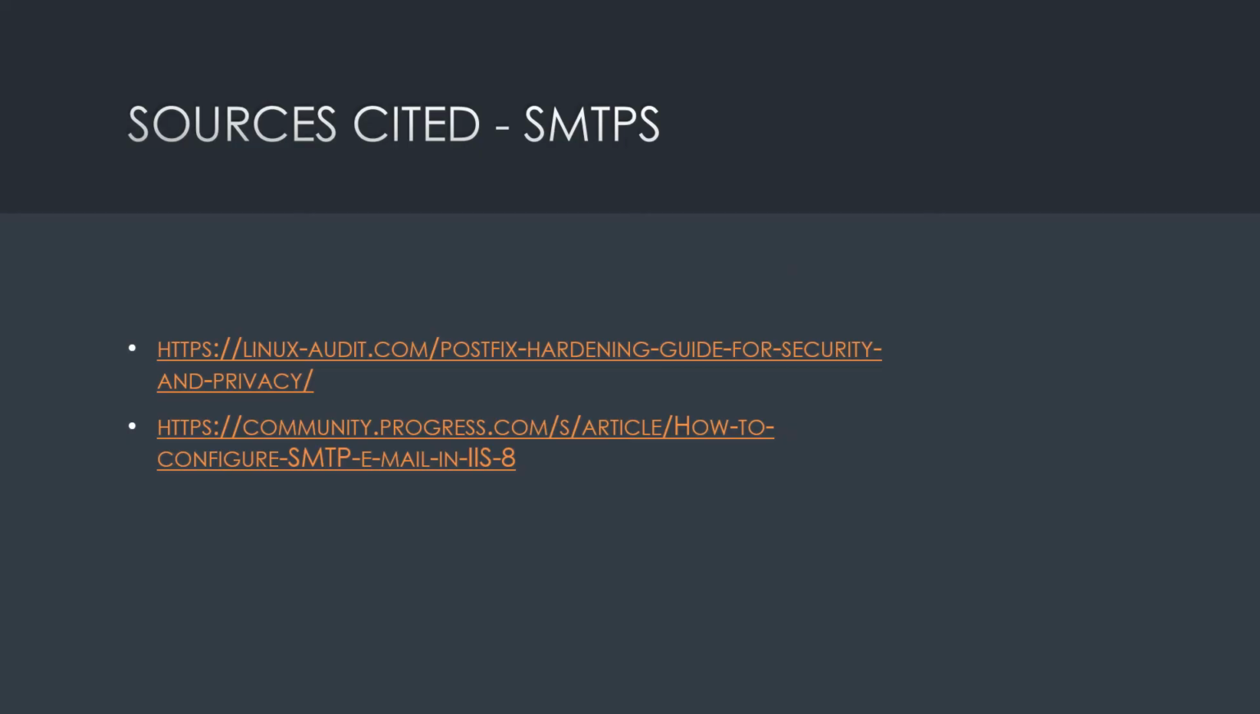Of course, sources cited. Only really needed two for this one. The Postfix hardening guide from Linux Audit is really good, which will give you a list of commands to use, and with the list of commands, why you need them. And then the second one, how to configure SMTP email in IIS. Just because I need a little help on that, and it's always good to have another source to look through when you reach a dead end.